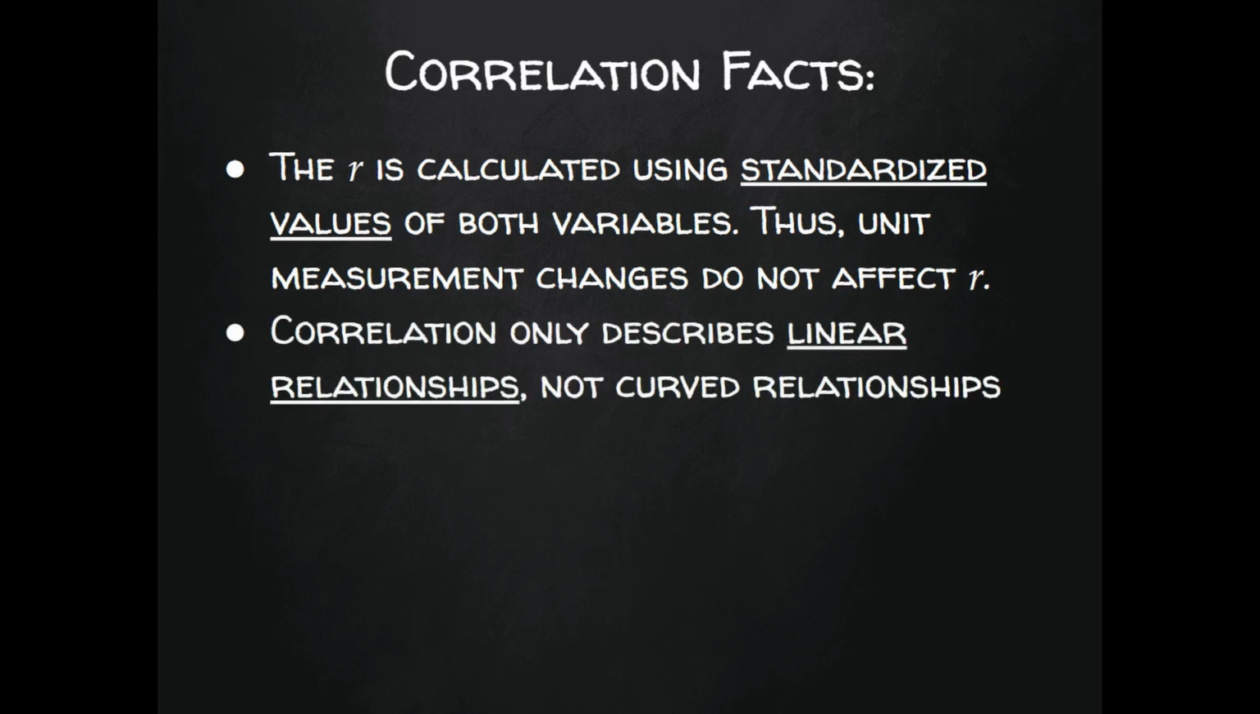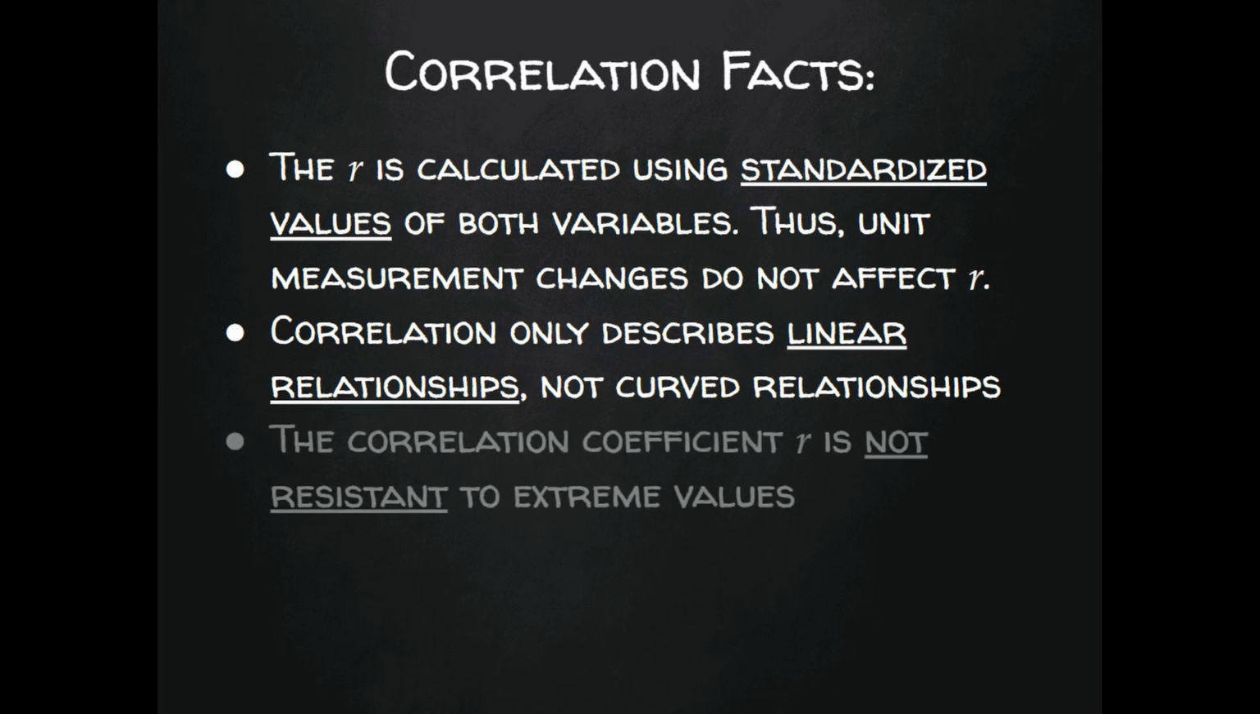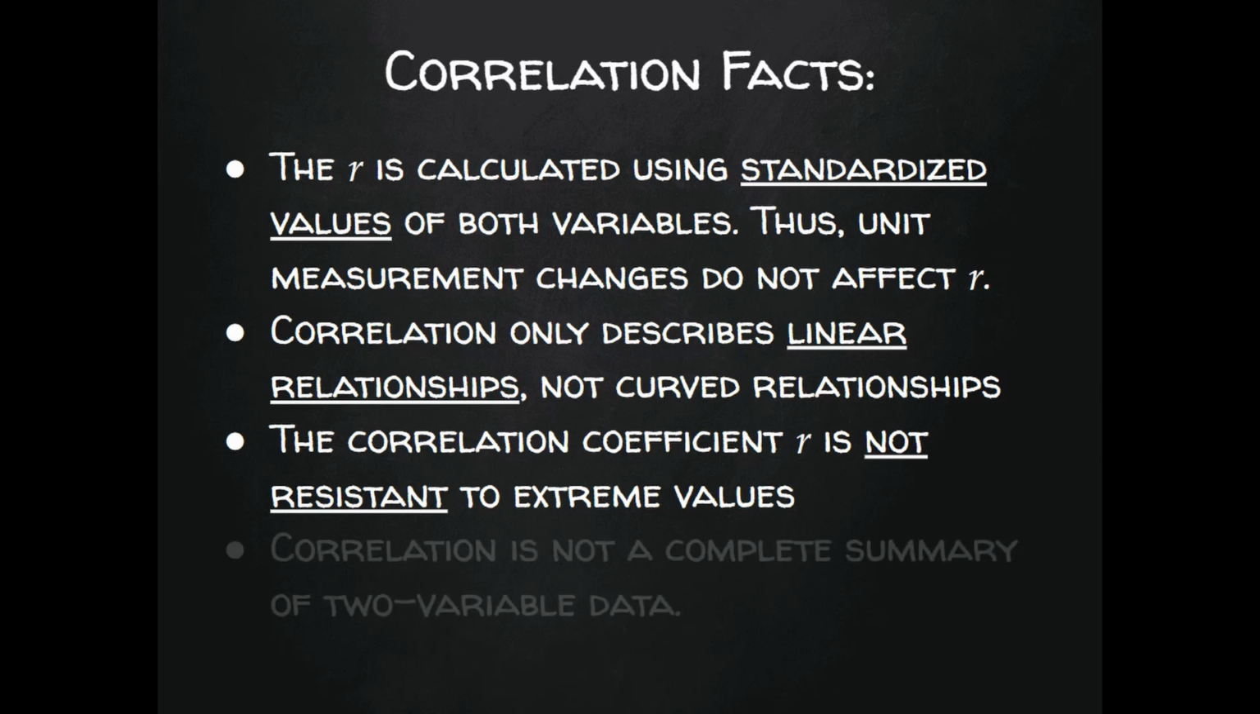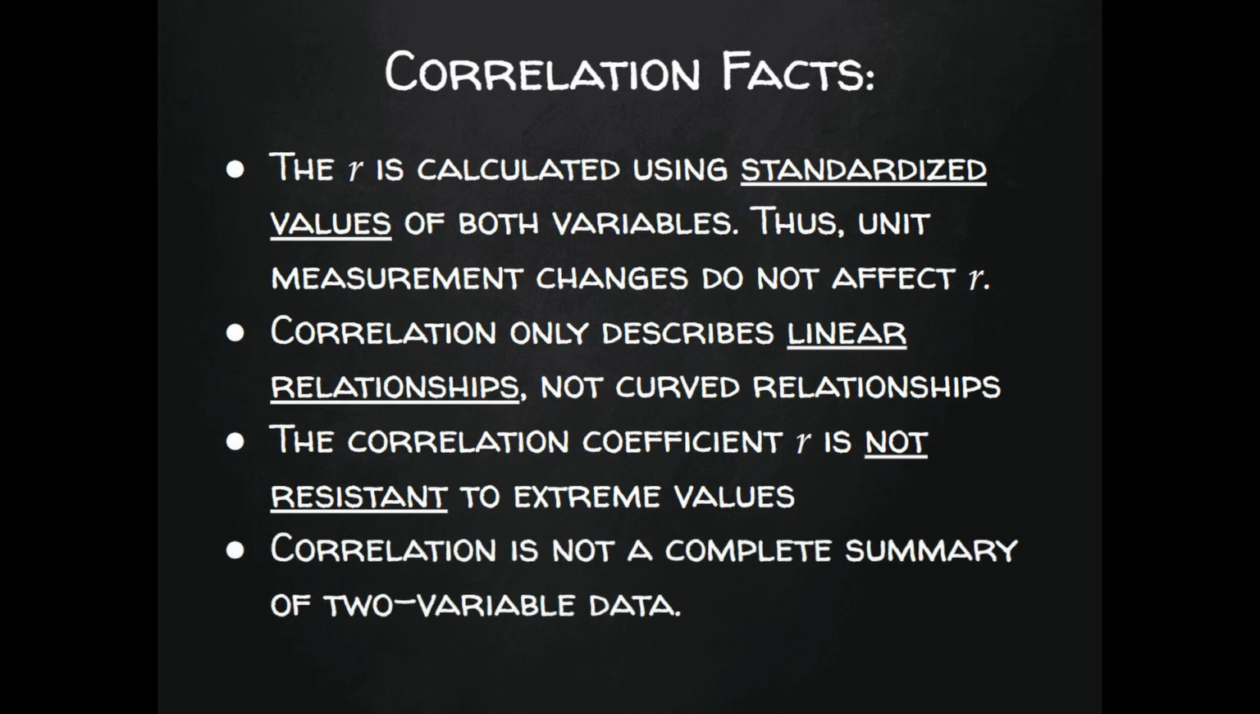Correlation only describes linear relationships, not curved relationships. We are going to discuss later in Chapter 10 how we handle curved relationships, but correlation coefficient R is only describing linear relationships. The correlation coefficient is not resistant to extreme values. If we end up with an outlier, it's going to have a very strong effect on R. And correlation is not a complete summary of two variable data.